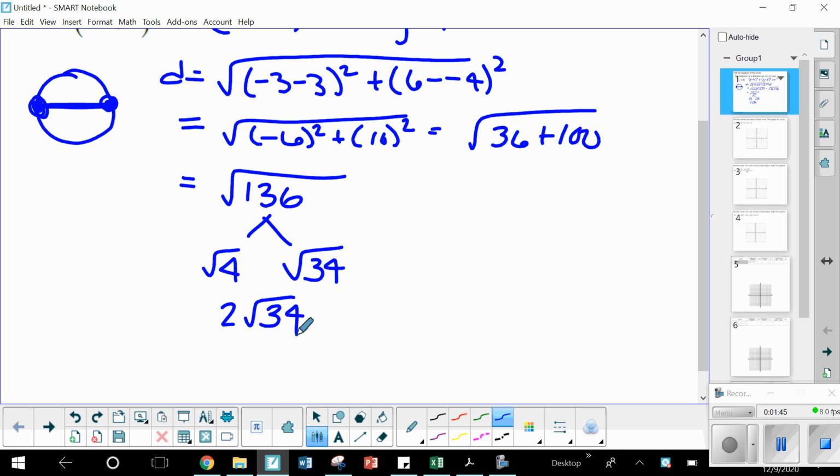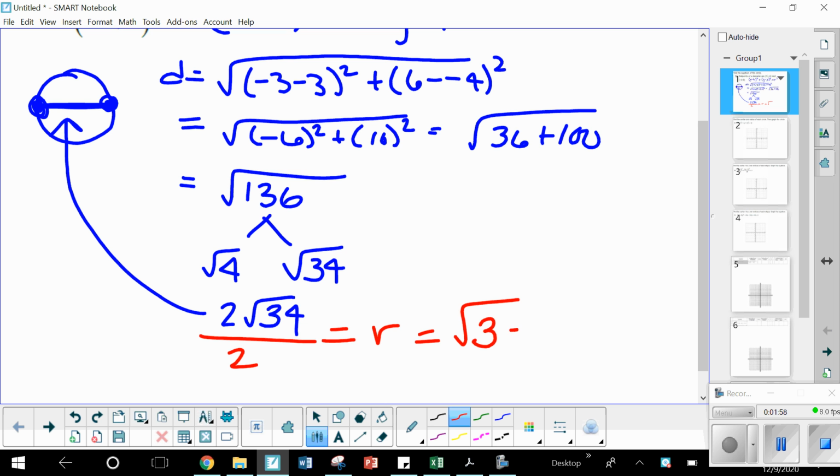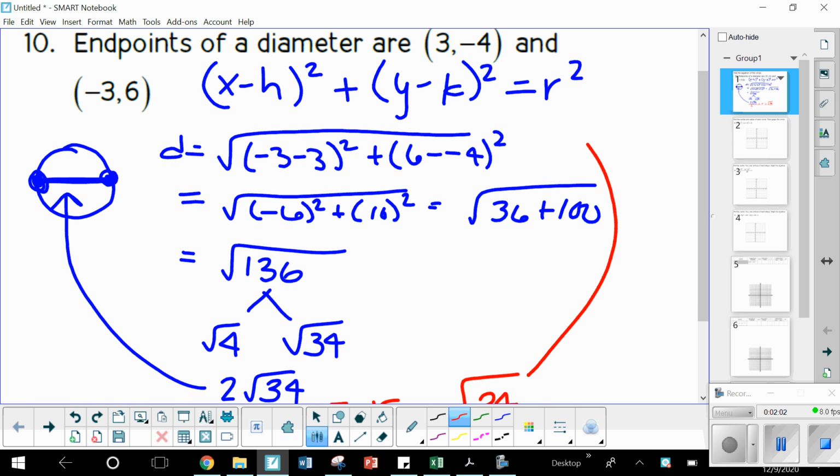Now, you got to keep in mind, though, that is the entire diameter. We don't need the entire diameter, we just need the radius. So the radius is half of that. If you just divide this by 2, that'll give you your radius. So our radius is square root of 34. So that can plug into our formula up here now.